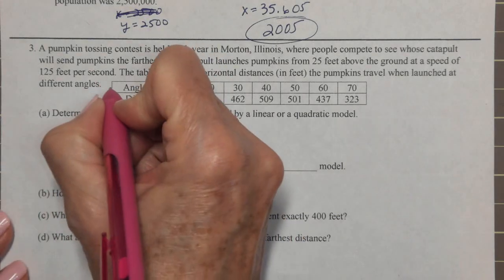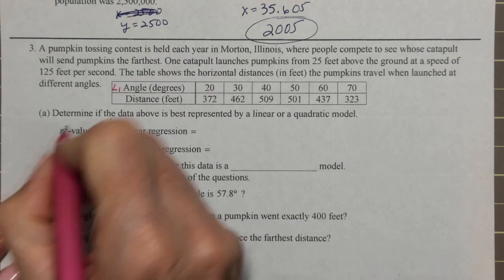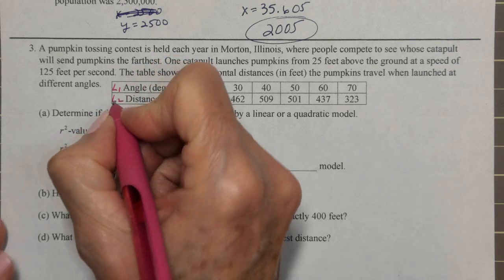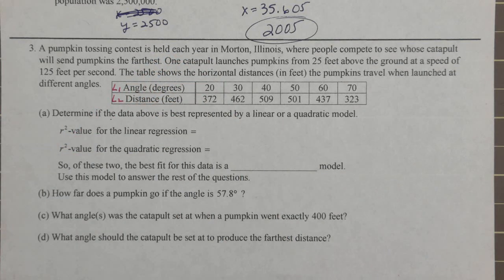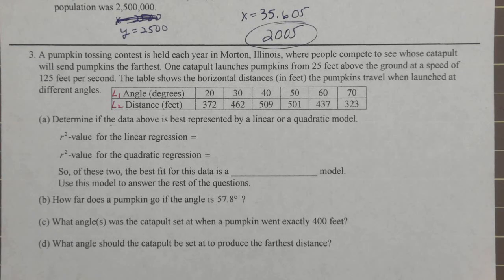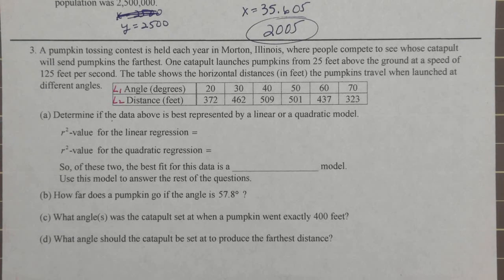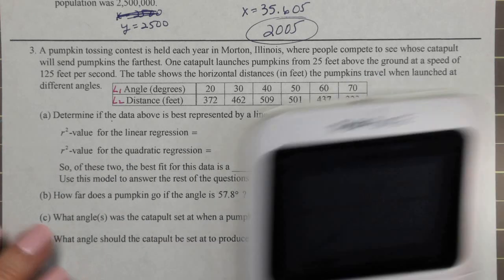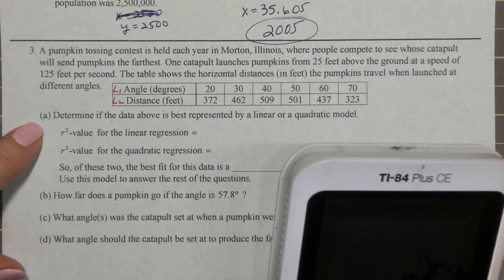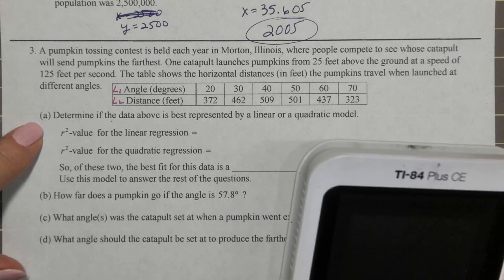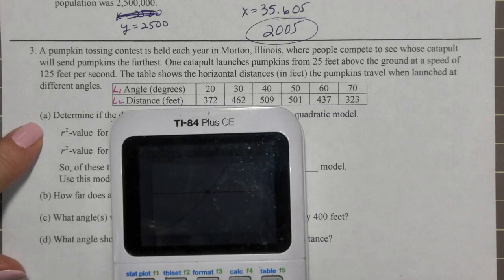I'm going to make L1 my angle and L2 my distance. We could, if we wanted to, reverse those, but we would have to be in a different calculator. Not in my TI-84. I can't reverse those. Okay. Part A. Determine if the data is best represented by a linear or quadratic model.